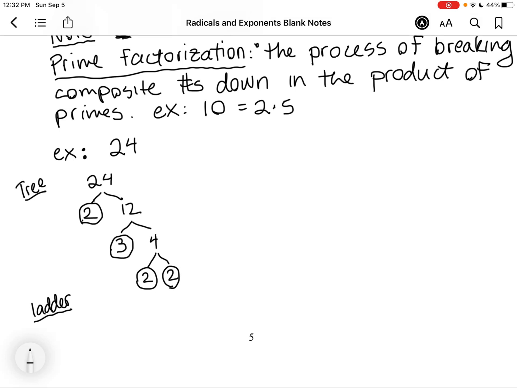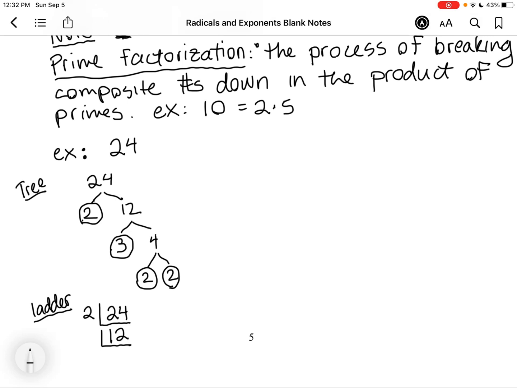So a ladder basically works like this. You put the number over here, and then you draw almost like an upside down division sign. And the rule is that all of the numbers that are on the left have to be prime. So for example, 2 is a factor of 24. And then the quotient, when I go 24 divided by 2, I end up with 12. And the 12 goes down here. And then you continue the ladder until the number at the bottom is prime.